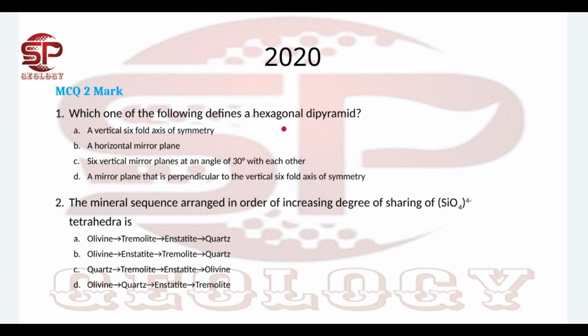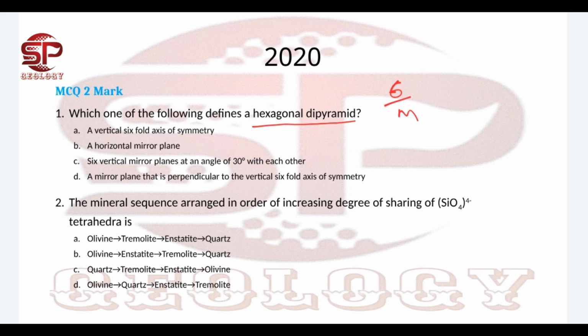So which one of the following defines a hexagonal dipyramid? So what is a hexagonal dipyramid? As a symbol, 6 by m. So hexagonal dipyramid is 6 by m, and it belongs to the hexagonal system. So what does it indicate?